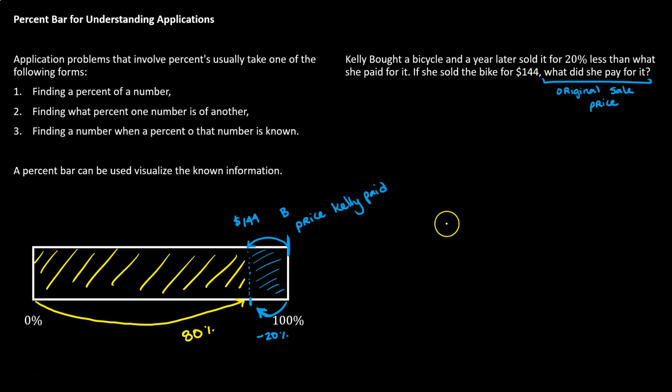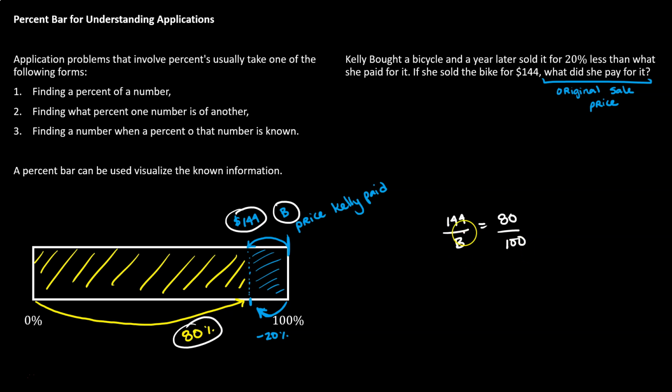So we can write our proportion. Our part is the 144 over the 80%. And the base, oops, I wrote 80% where the base goes. Let's fix that. 80% here and the percent, and the base goes down here. And then we can solve it this way.